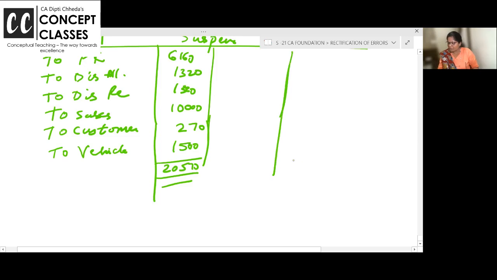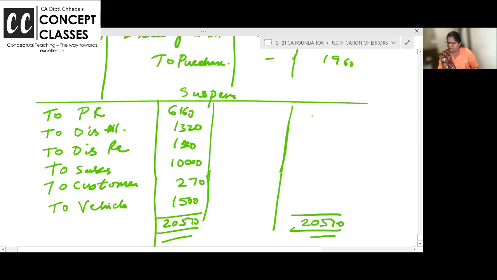Dipti ma'am does wrong total. All the other students are doing wrong total. You are the lone one who is doing correct total. 20,570. We said there was a balance brought down. Which side we didn't know. So we have written and now we have got it correct. 20,570. Clear to all of you? Suspense account.